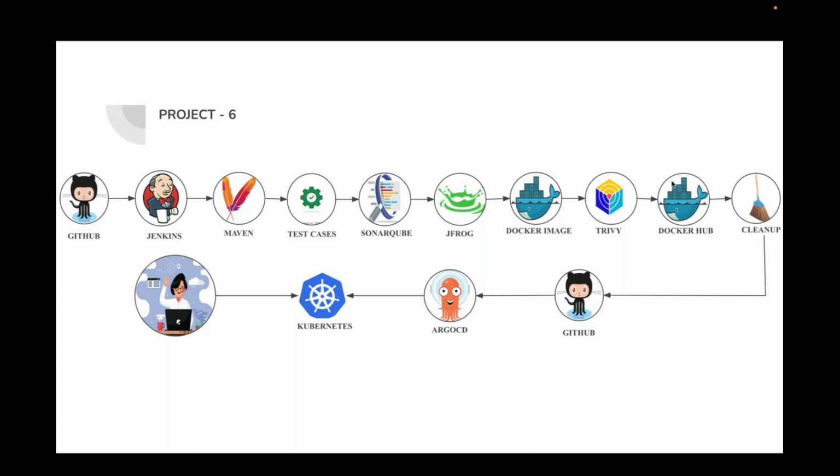After pushing to Docker Hub, the cleanup activities will happen. That means removing the Docker image which is built on the Jenkins machine, because if we keep adding Docker images, they will take up more space. So we remove the existing Docker images. That is a cleanup activity.